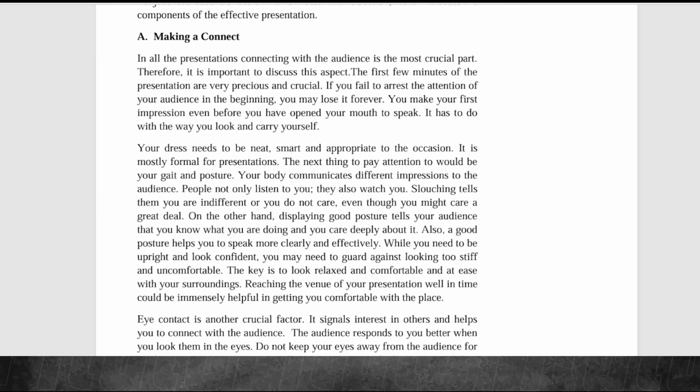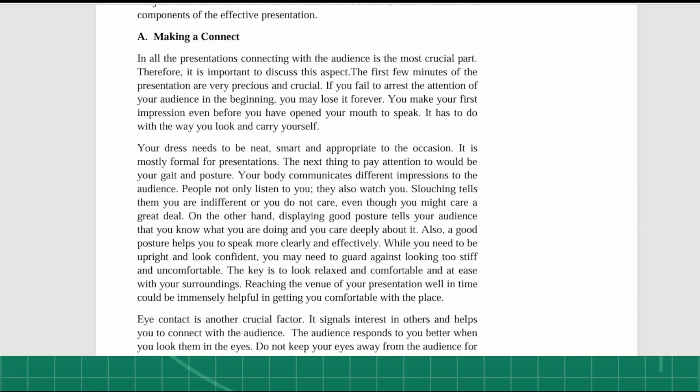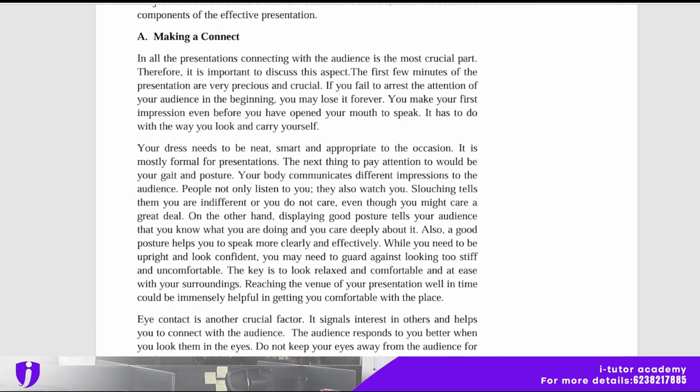First one is making a connect. In all presentations, connecting with the audience is the most crucial part. Therefore, it is important to discuss this aspect. The first few minutes of the presentation are very precious and crucial. And if you fail to arrest the attention of your audience in the beginning, you may lose it forever.